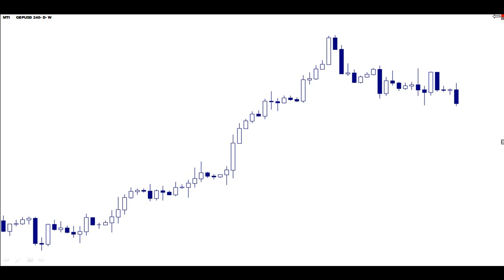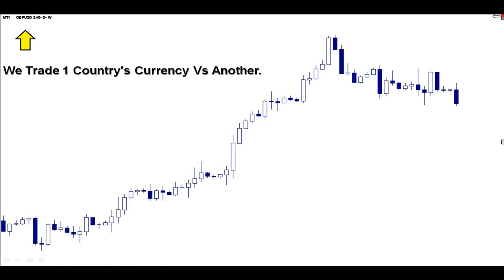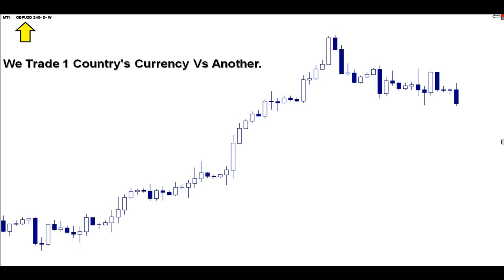So real quick, what we do in this market is we trade one country's currency against another. Now here on the screen, we can see this is the Great British Pound versus the US dollar, all right? In this market, in essence, what we're trying to do is take this currency versus another currency in an attempt to figure out which one is going to gain in value against the other, all right?